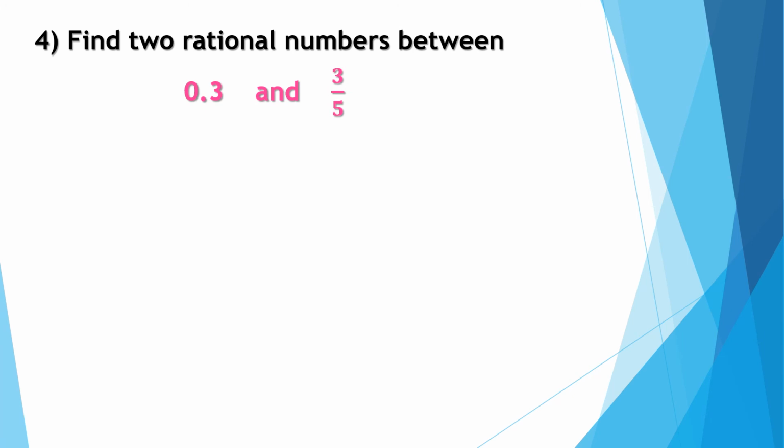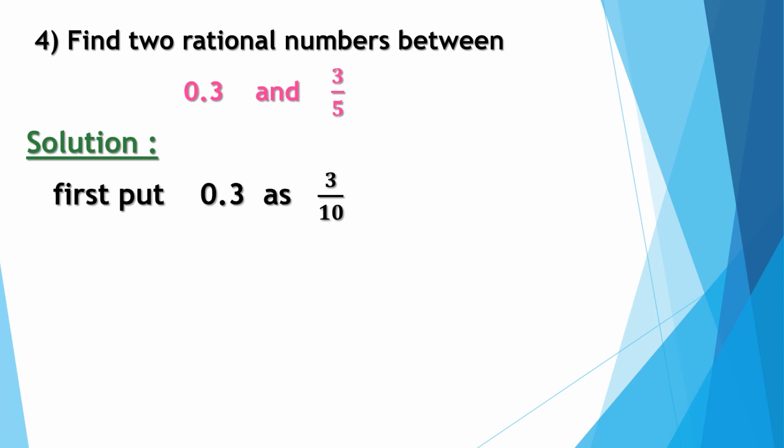Find the two rational numbers between 0.3 and 3 over 5. Before we solve this example, we must write this decimal number in the form of a rational number a over b. So it will be 3 over 10, like that. Yes, so 0.3 will be 3 over 10. Now we have 3 over 10 and 3 over 5.